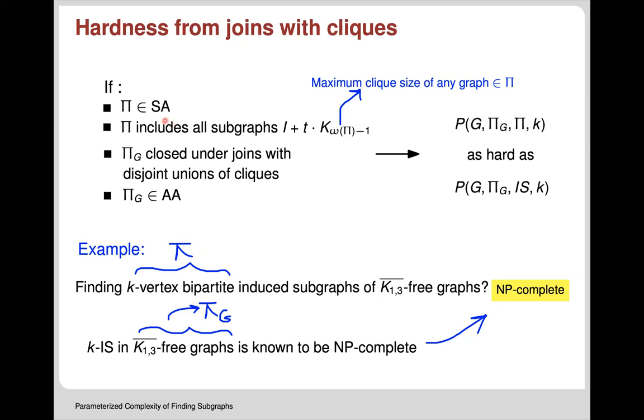Yes, those kinds of questions. If it is not closed under the operations which I just mentioned, then we don't know. That question is not covered by the results which we give. Chordal graph is AA, but our results only hold when the input graph class is either closed under joins with disjoint union of cliques, or closed under strong product with cliques.